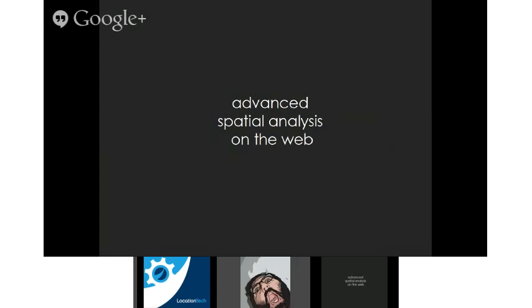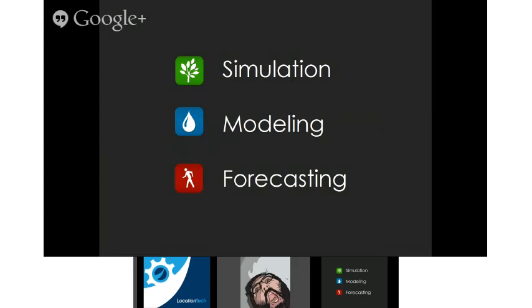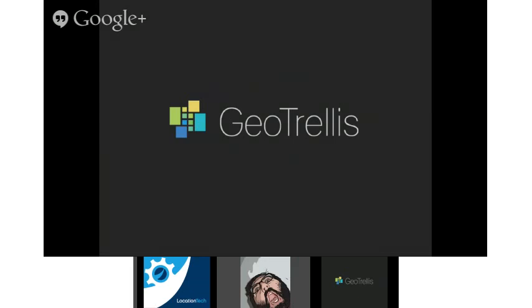So before I turn over to Josh, I just want to say I'm very excited. It's been a kind of long journey to get to where we are. But we really do feel like we're finally able to support this kind of advanced analysis on the web, and not just be able to work on land, water, and people projects, but be able to really support simulation modeling and forecasting. So I'm going to turn this over to Josh, and he's going to do a little bit more of a dive into the GeoTrellis framework.